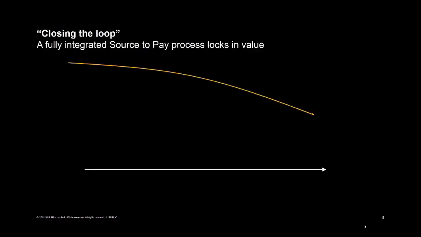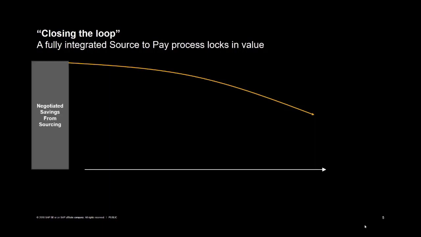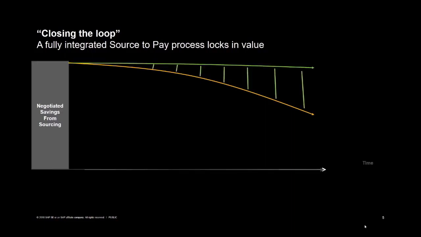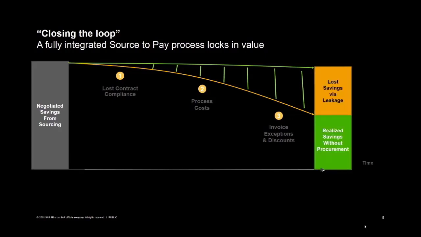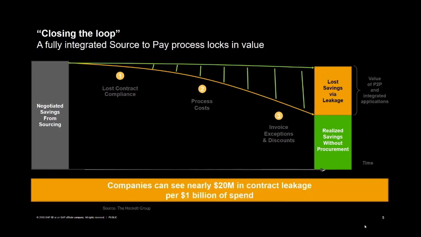Now, why this is important is when we talk about closing the loop, when you negotiate a contract, ultimately you believe you're going to save so much money. But over time, you lose some of that value because people aren't buying off your contract. The processing costs are very high, and then you don't necessarily have the contract compliance piece, and so you lose money based on the exceptions and discounts. And so ultimately, you don't capture all of your negotiated savings without the contract compliance tool. And so the integrated applications and having the contract compliance directly to the contract enables you to capture the complete value of your negotiated savings.